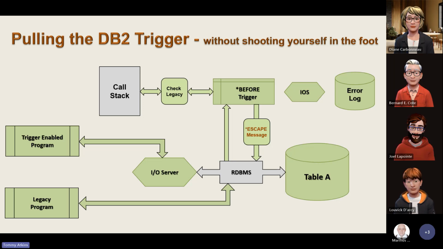I can then look and check information about that calling program. The one thing that's easy to check is the schema from which the call came. I can find out what the program name is, and what the schema is that called the RDBMS, either through the IO server or directly. I can find out the program name and what the schema or library is.